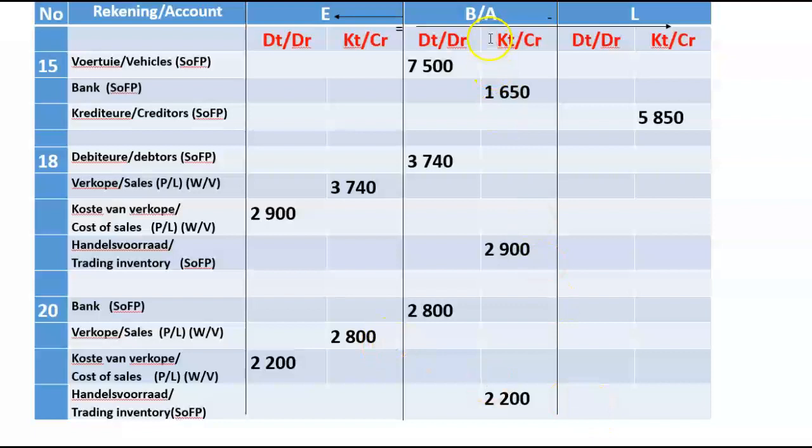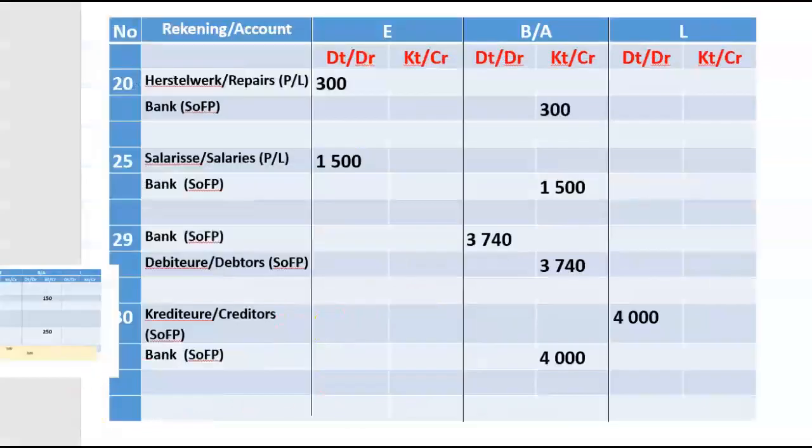Cost of sales: asset inventory decreases with 2,200 credit, and cost of sales, an expense account, decreased equity. Debit there, decreased equity was 2,200. What was our net profit on that transaction? 600 Rand. So the net increase of this transaction on equity was a total of 600 Rand.